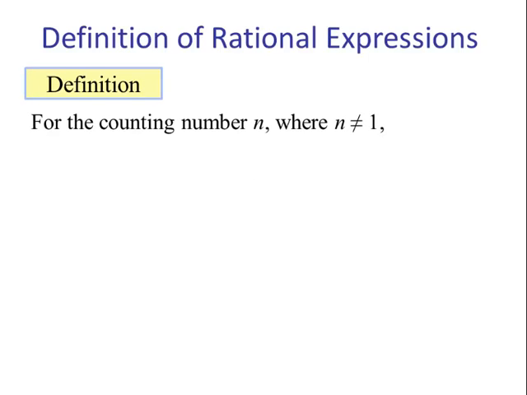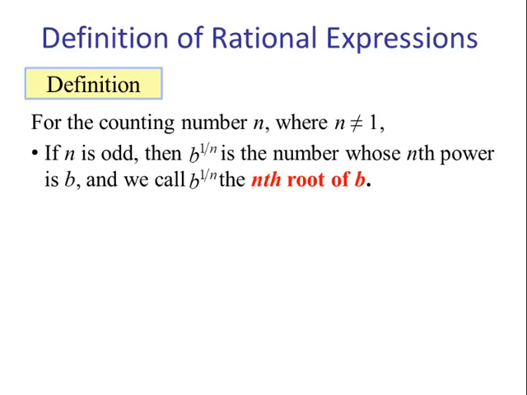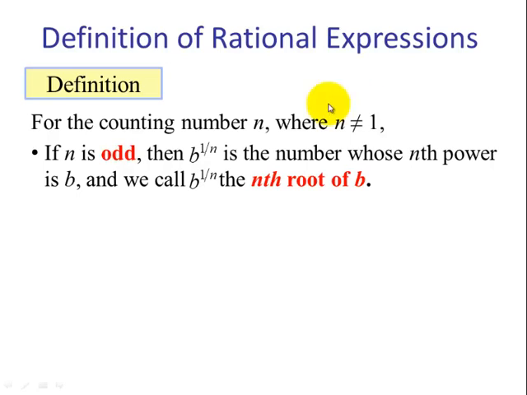So let's define this idea. Definition: for a counting number n, where n is not equal to 1, if n is an odd number, then b raised to the 1 over n power is the number whose nth power is b, and we call b to the 1/nth power the nth root of b. So from our last example, 8 to the 1/3 power was equal to 2, because 2 to the 3rd power is 8. And we call 2 the cube root of 8, or we could call it the 3rd root of 8.